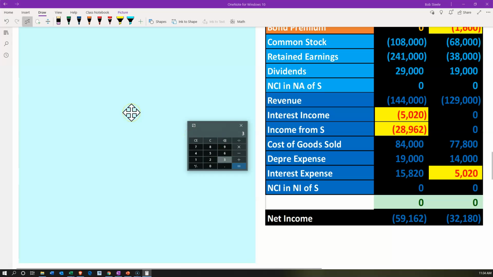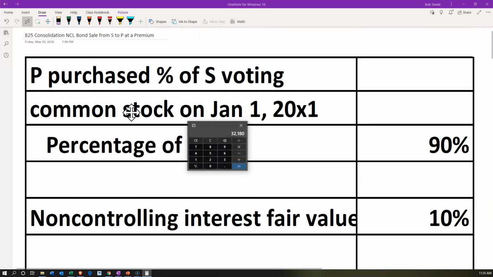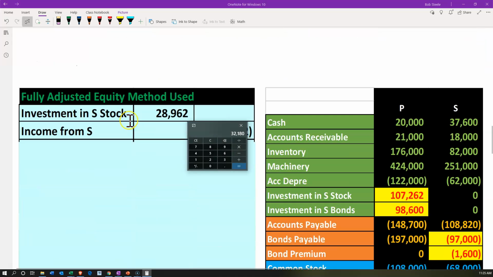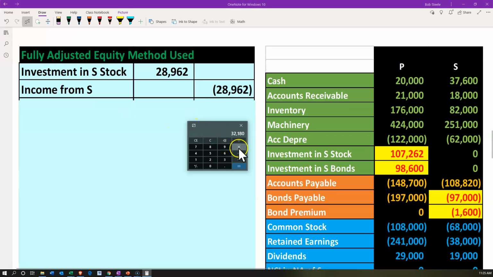That's going to be the 180. Multiply that times the controlling interest, which was 90% this time. I was going to try to remember, but I couldn't, and I would have gotten it wrong, for sure. So there's the 98,962. That's going to increase the investment and increase the income from S.